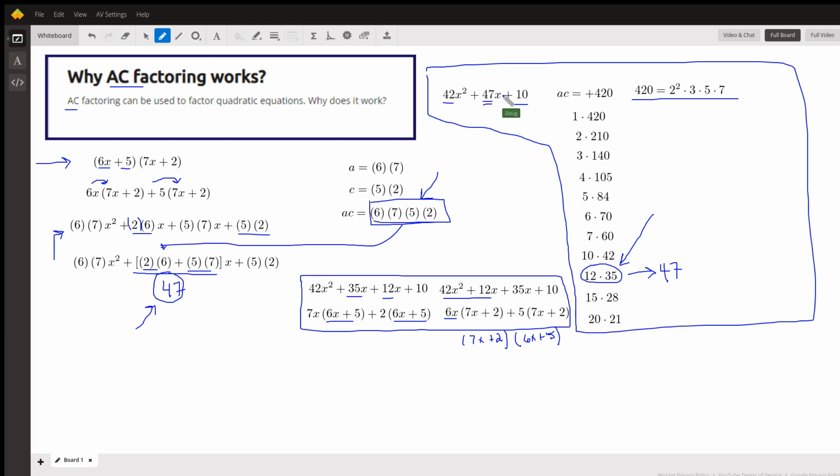Again, for example, if this number was negative right here, then we'd be looking for a difference between these that added to plus 47. I'm not sure there is one.